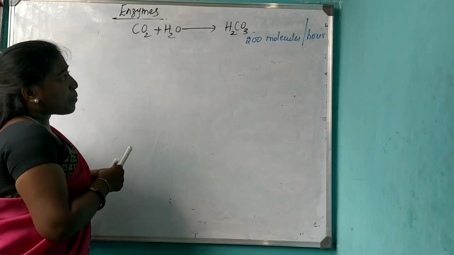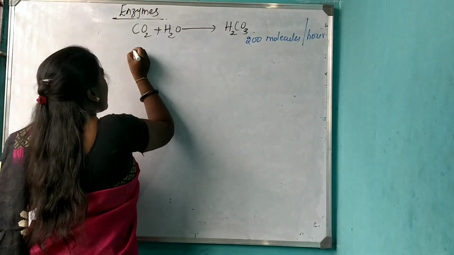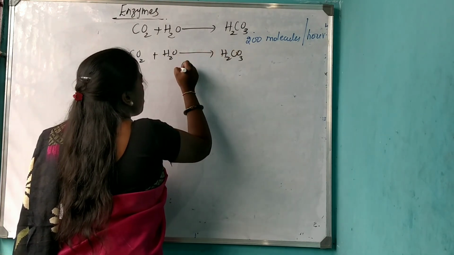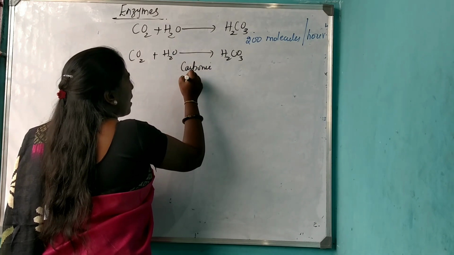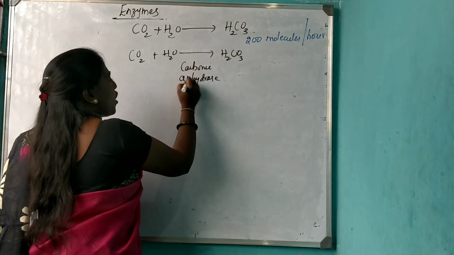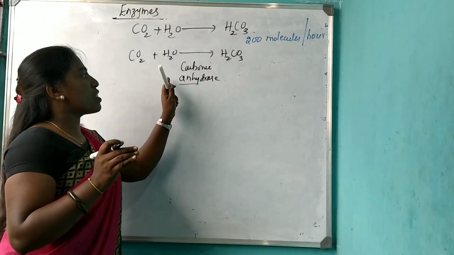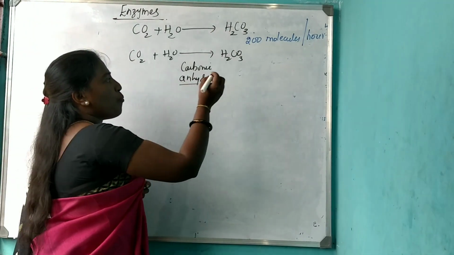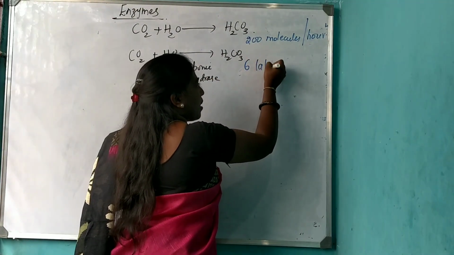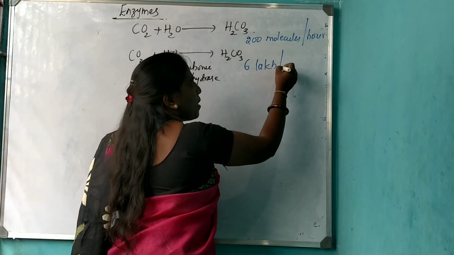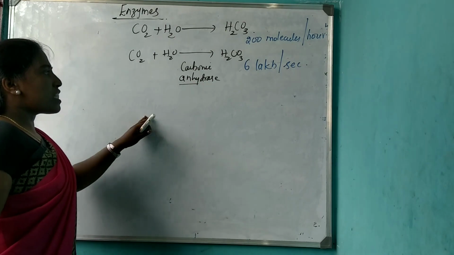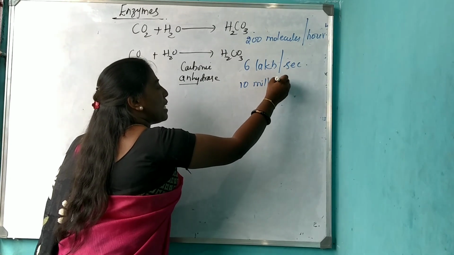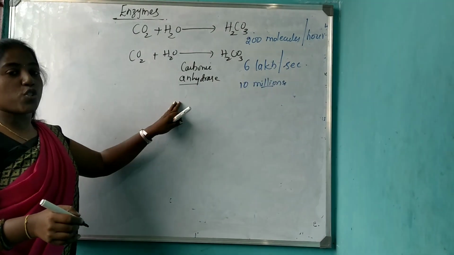Okay, so let us see the same reaction in the presence of the enzyme called carbonic anhydrase. Remember, this is one of the fastest enzymes. Among all the enzymes, which is the fastest enzyme? That is carbonic anhydrase. When this enzyme is there, 6 lakh carbonic acid molecules are formed, and that is per second. So in the presence of enzyme, the rate of reaction is increased 10 million times. That is the efficiency of the enzyme.